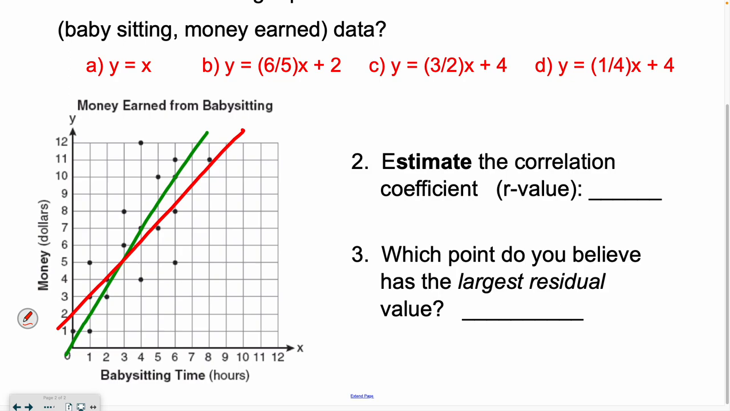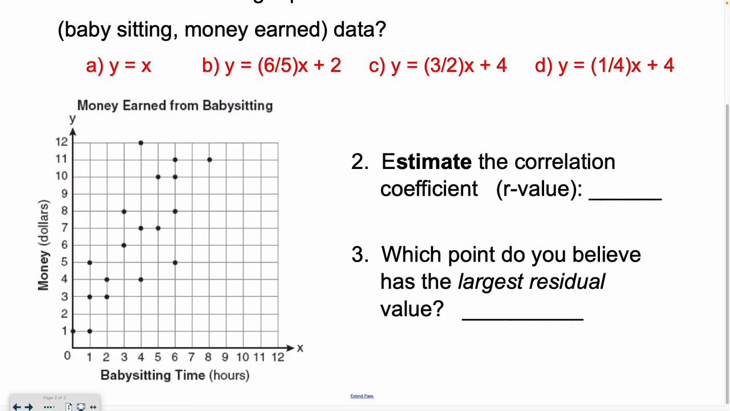In scenarios like this, when I'm not real sure, because honestly these choices are kind of close together, right? The slope of the first choice is 1 with a y-intercept of 0, and the slope of this one is 1 1/5. That's not too far off, right? Visually, that's going to be hard to tell the difference in steepness. So maybe what I should do is take choice A and graph it.